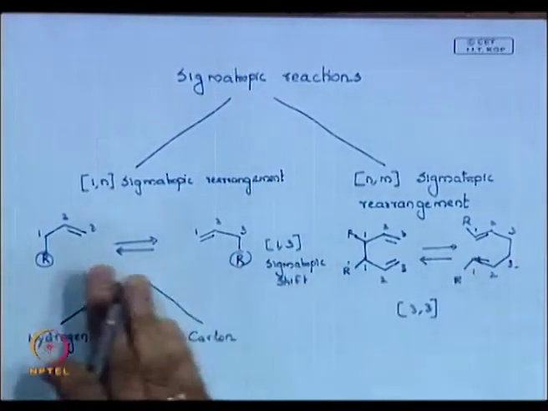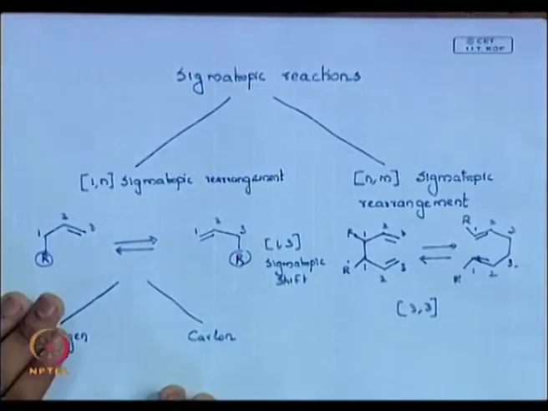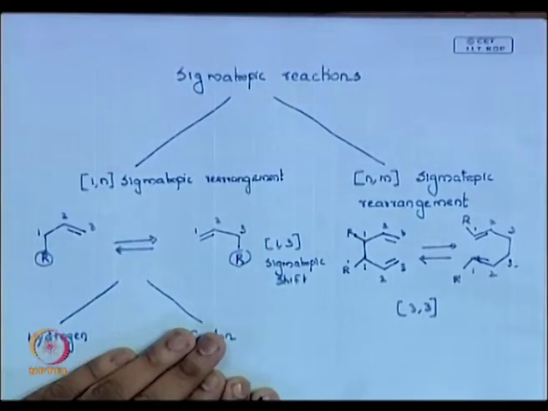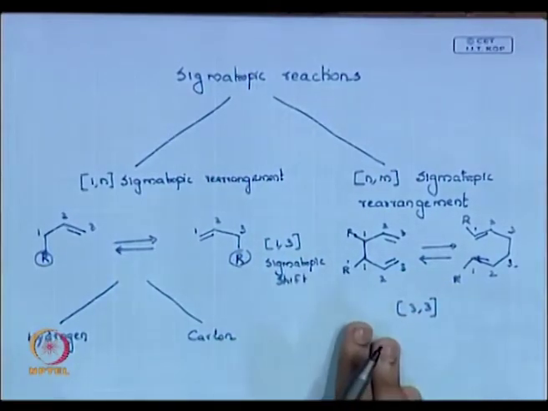So these are the 3 parts which we are going to study in sigmatropic. First we will be discussing the hydrogen shift, okay, in detail. Then we will move to carbon, 1,N carbon, and then we will study the N,M sigmatropic shift. Clear? Okay.